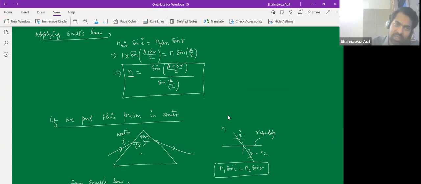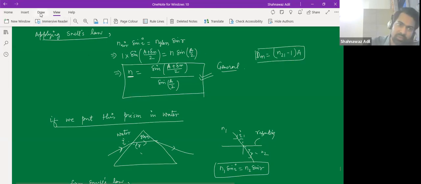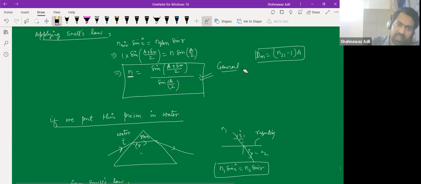So this is what we generally use, right? This is the general form. Earlier we saw that delta m was (n2 minus 1) into A. This is for the small angle. So this result we don't use. Generally, in most of the cases, we use this result.